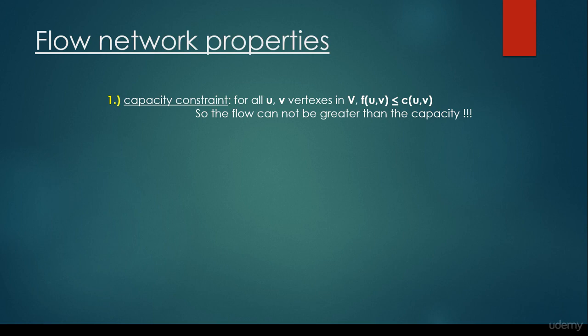And basically, this flow cannot exceed the capacity. This is what we have been discussing. So the flow cannot be greater than the capacity. Okay, f(u,v) is smaller or equal to c(u,v). It means that the flow for that given edge must be smaller or equal to the capacity assigned to that given edge. Okay, we have already talked about it in the previous video.